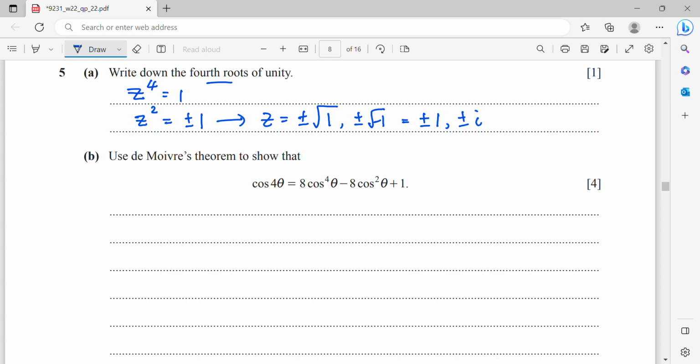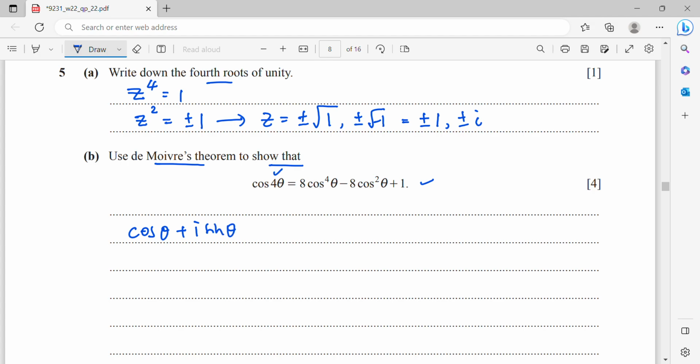So now, use de Moivre's theorem to show that cos 4 theta equals 8 cos^4 theta minus 8 cos^2 theta plus 1. So this is what you need to show. Now, according to de Moivre's theorem, we must start with cos theta plus i sin theta.